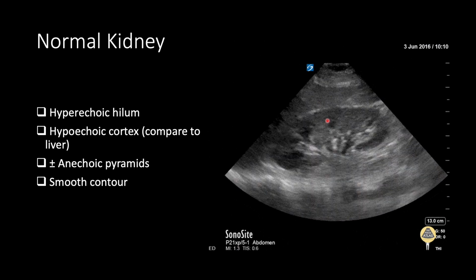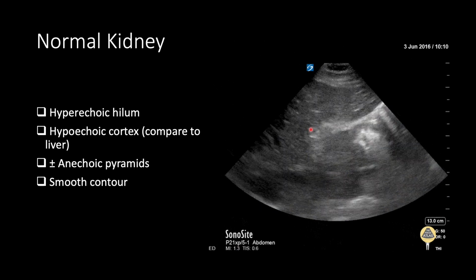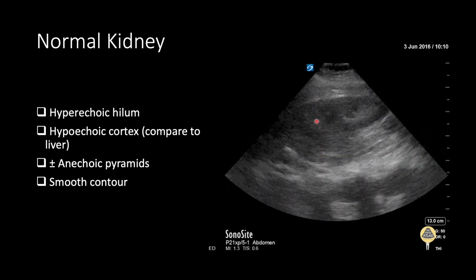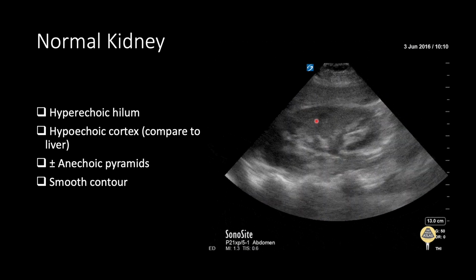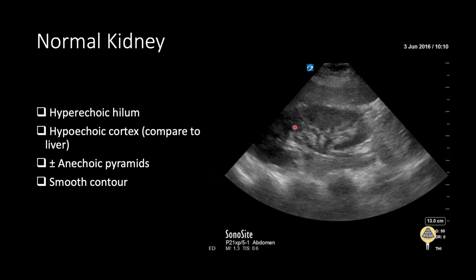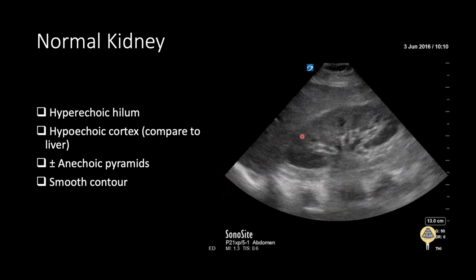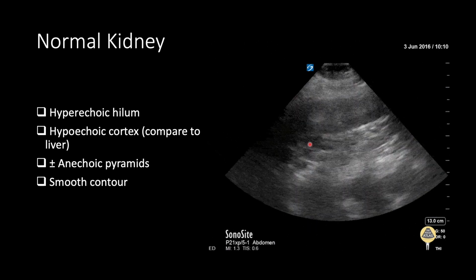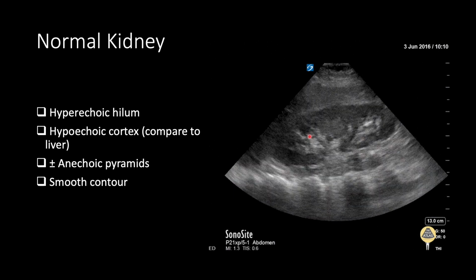And generally, it's going to be just slightly hypoechoic, and that can represent the fluid that's being filled in those nephrons and starting to drain into the more anechoic pyramids, which we can see a couple examples of. There's one here. When we scan back through again, there's one right there.